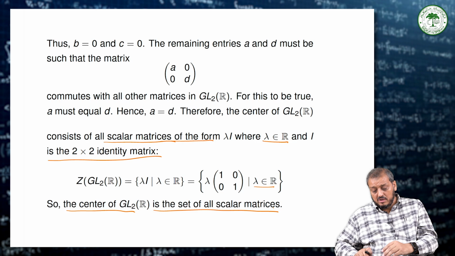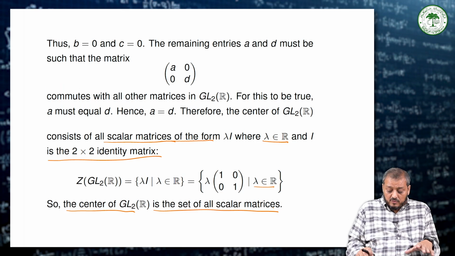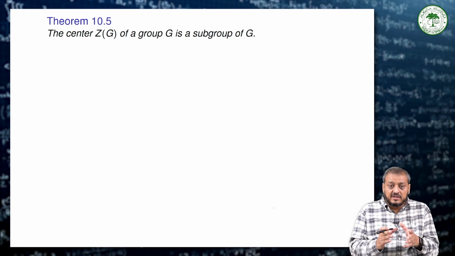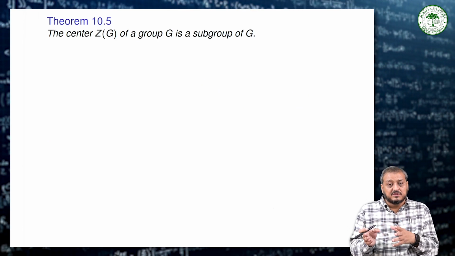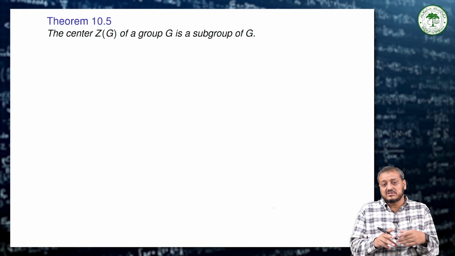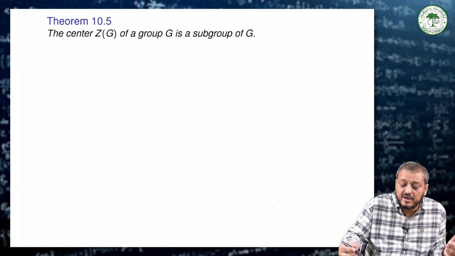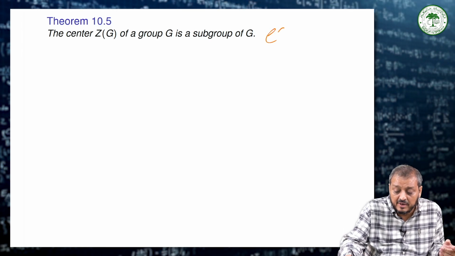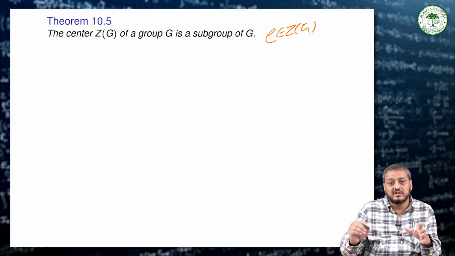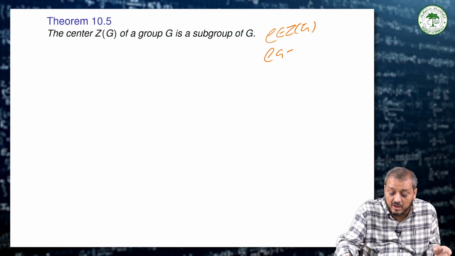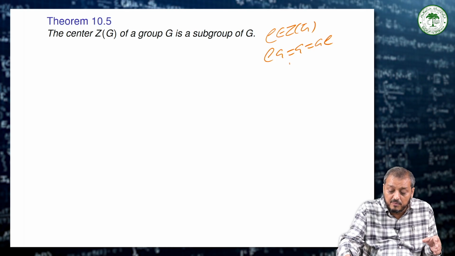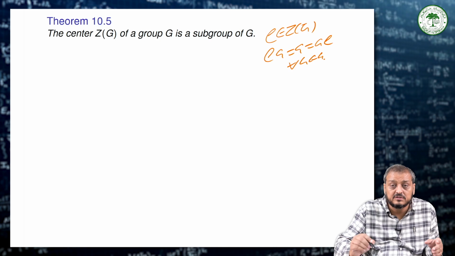Now we have to prove one result, and that result says that the center of a group is a subgroup of G. We have to just say that the identity element E always belongs to the center of G, because it commutes with every other element of G, since EA is equal to A is equal to AE for all A belonging to G.